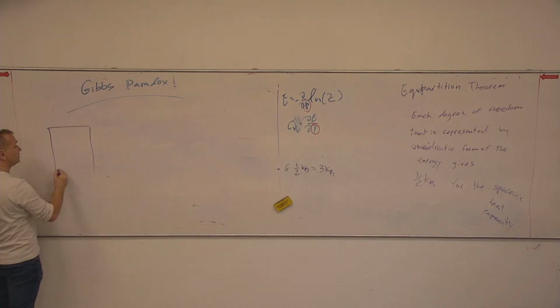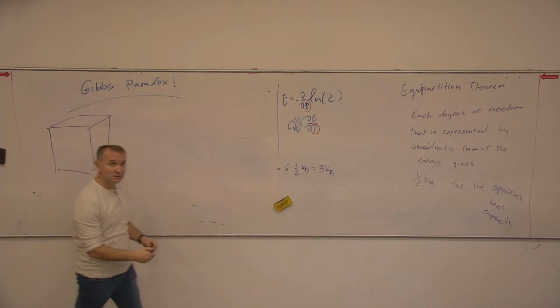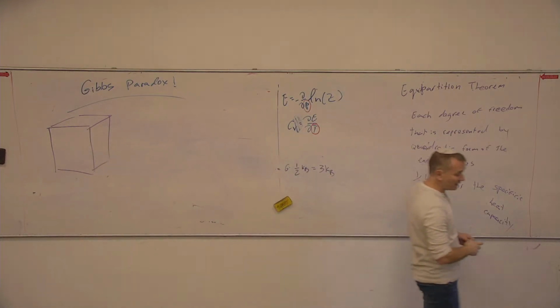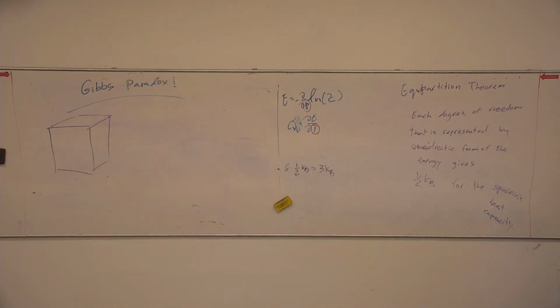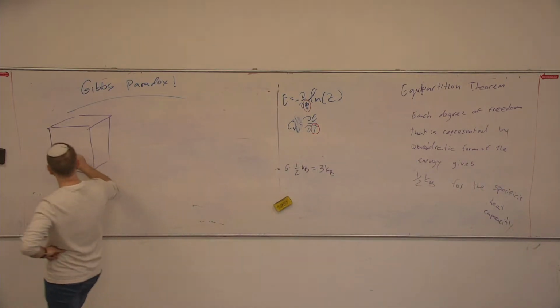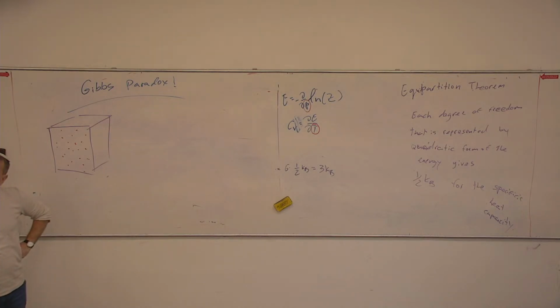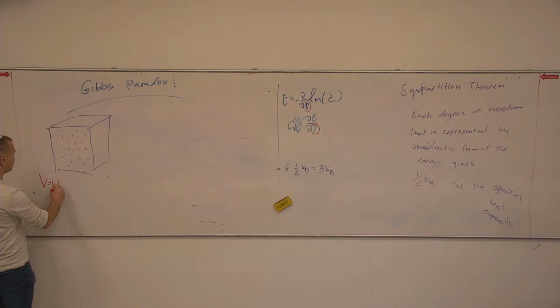So the simplest problem to try and solve is an ideal gas in a box. Right? So we take particles. The particles are sitting inside this box somehow, right? They're sitting inside this box. V, the volume of the box.